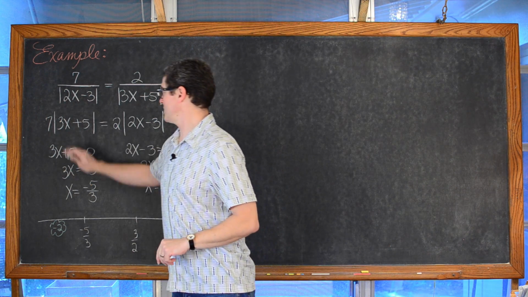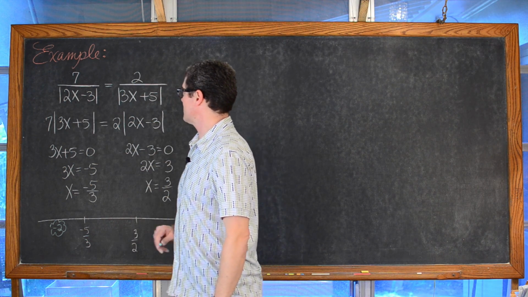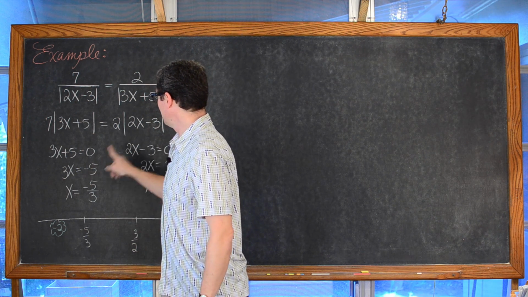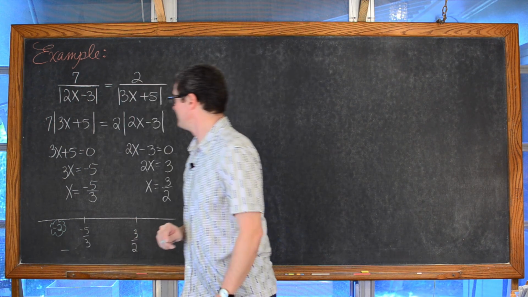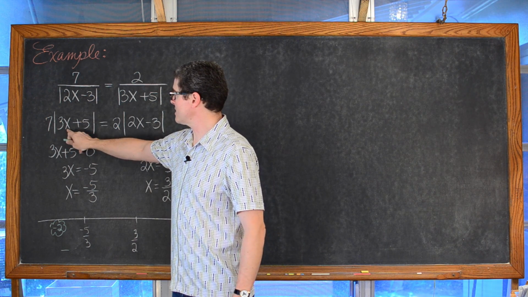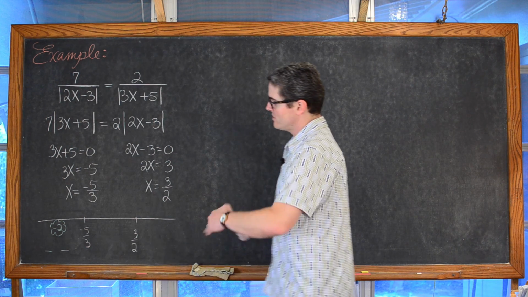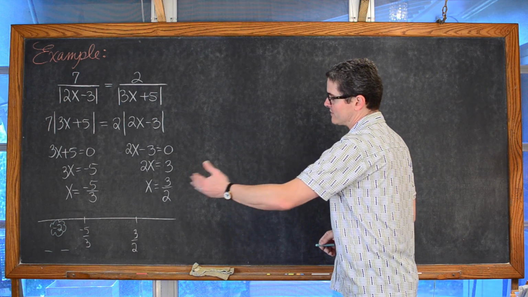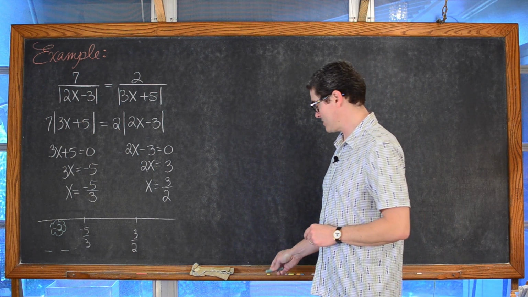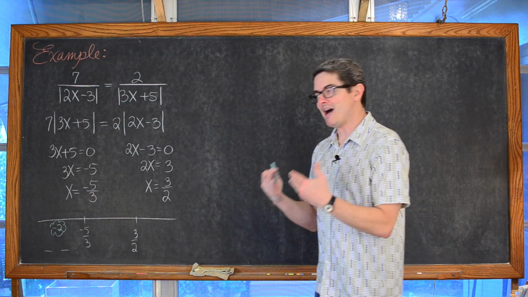So this first inequality is going to be negative. But that inequality is going to be negative. And 3 times -2 is -6, and -6 plus 5 is -1. So when we're to the left of -5/3, both of our absolute value expressions are going to be negative. So they both need to be replaced with the opposite of that.